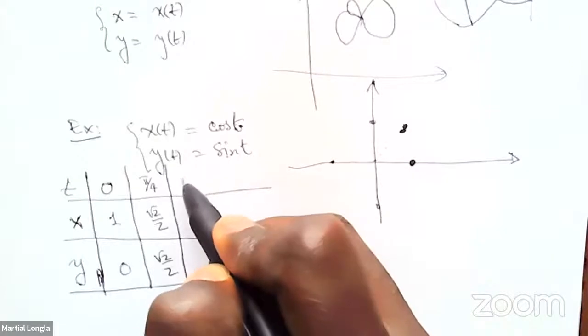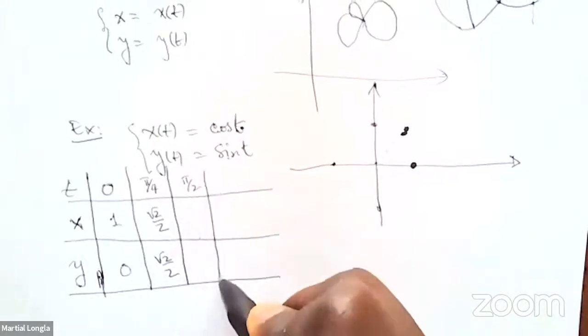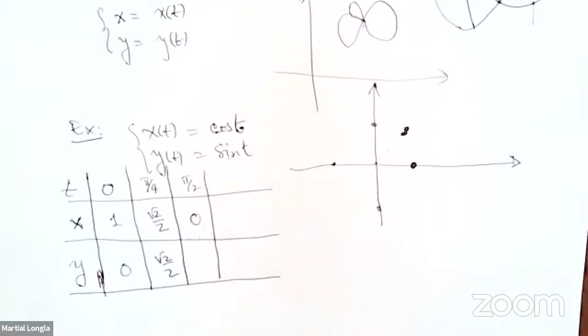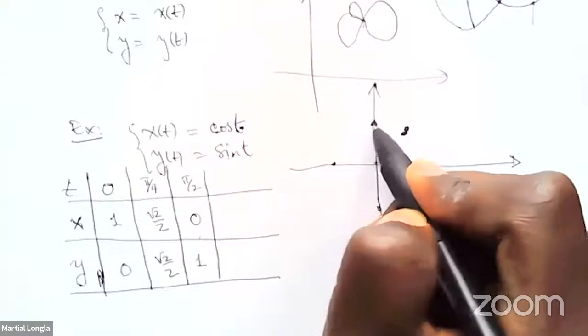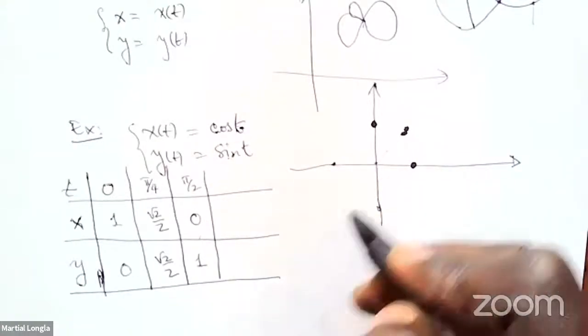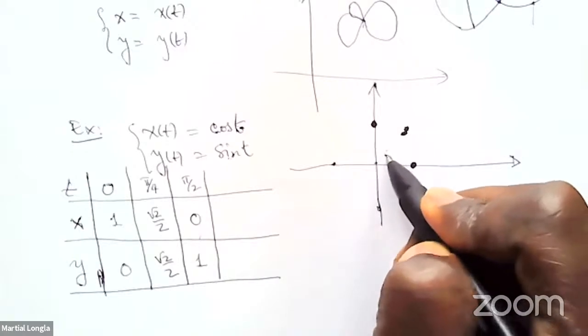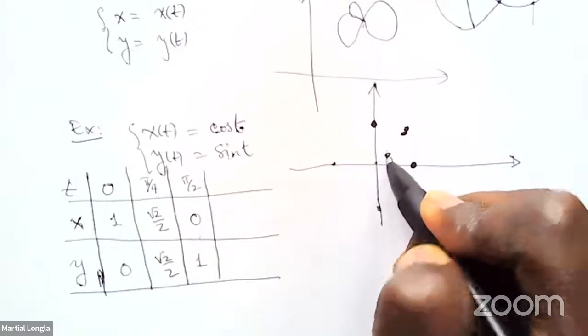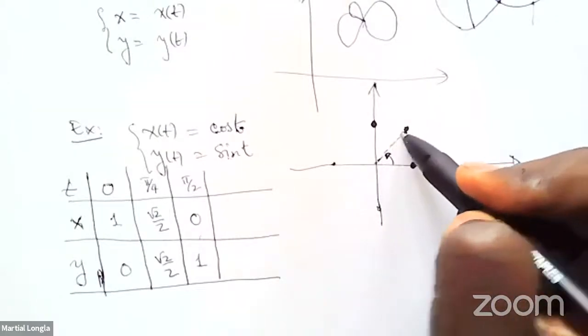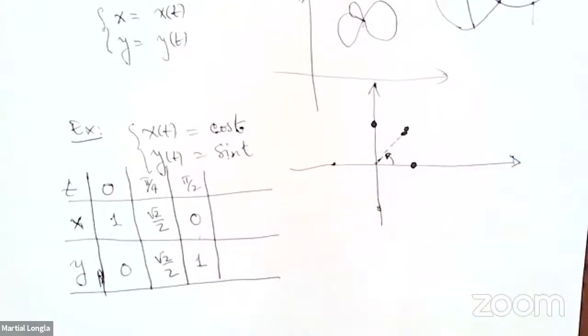And then you can have pi over 2. You plug it in, cosine of pi over 2 is 0. Sine of pi over 2 is 1. So that point is here. And technically in this example, what you can see is that that t is the angle that you have here.